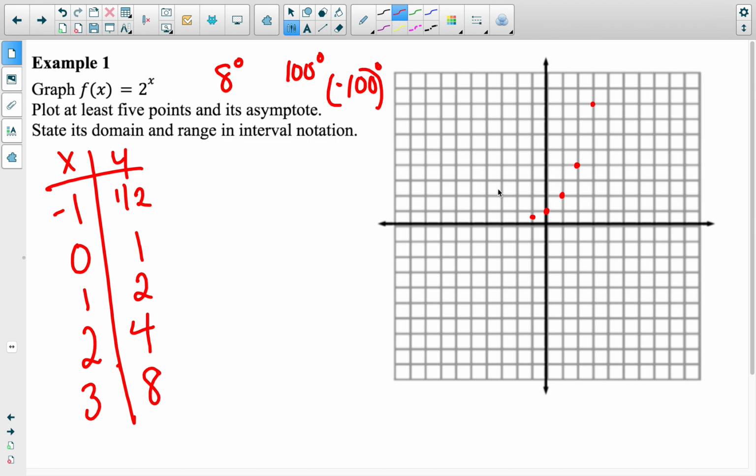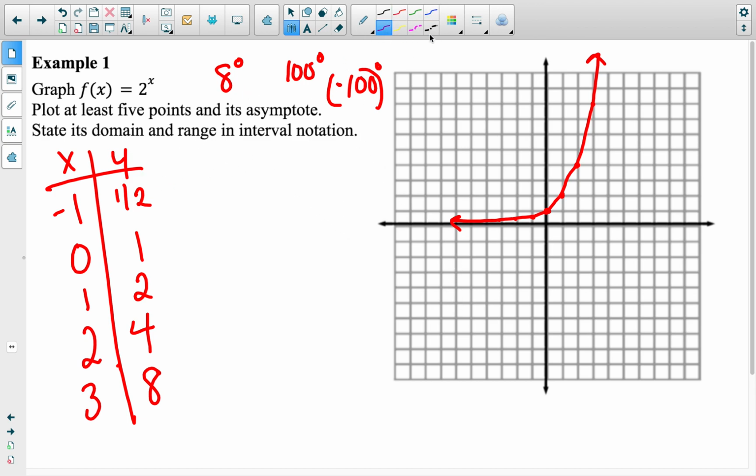Be really careful when you're connecting these. We need to have a little bit of a curve to it, but we're not going to go below the x-axis, because no matter what, if we plug in more negative numbers, there's no number we can plug in that's going to get us into negative territory. Our graph is just going to get really, really close to the x-axis, but it's not going to go through it, and it's not going to touch it.